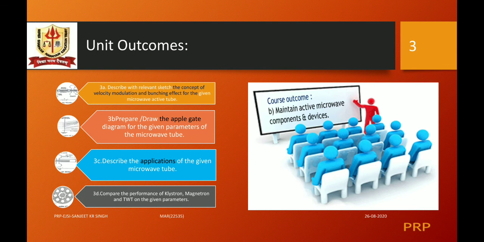The course outcome after going through this presentation and the subsequent presentation is to maintain active microwave components and devices. In this presentation the learning outcomes, unit outcomes, are, number one, to describe with relevant sketch the concept of velocity modulation, how velocity modulation is taking place, and the bunching effect for the given microwave active tube, and to draw the Applegate diagram for the given parameters of the microwave tube, and to describe the applications of the given microwave tube and compare the performance of the klystron, magnetron, and TWT for the given parameters.